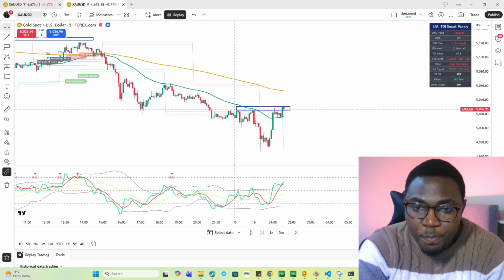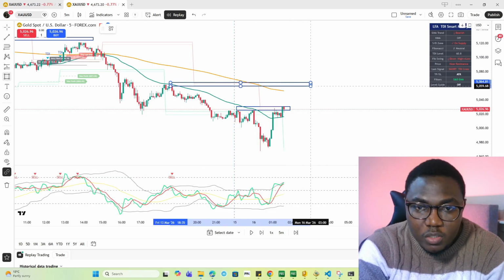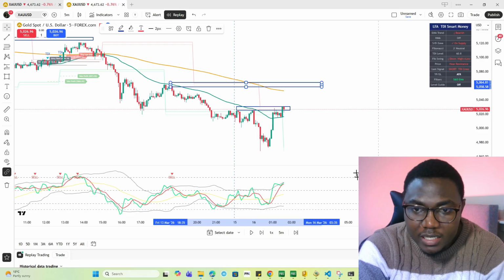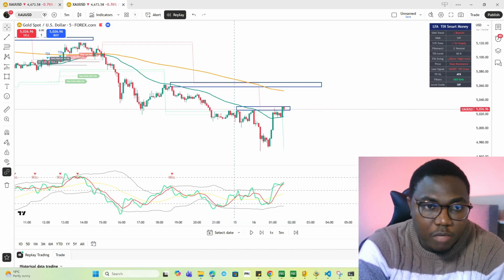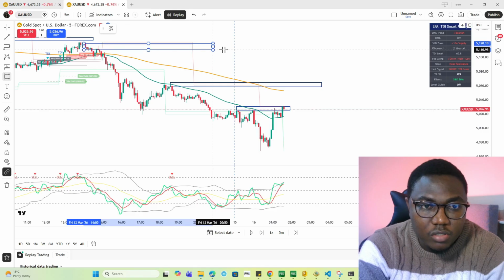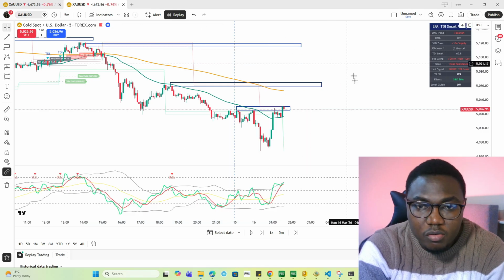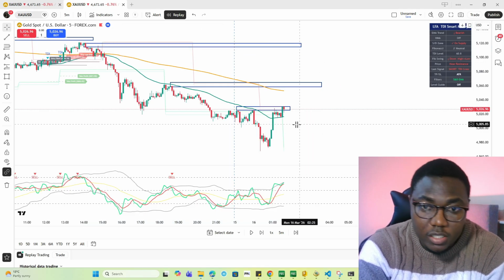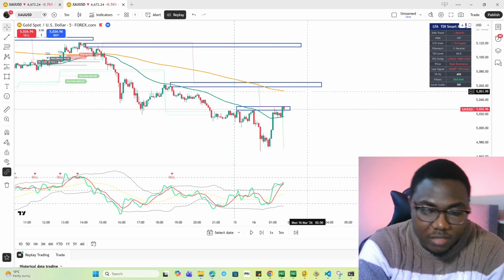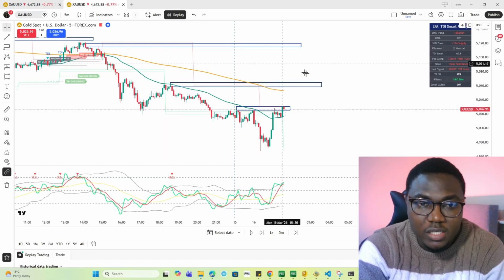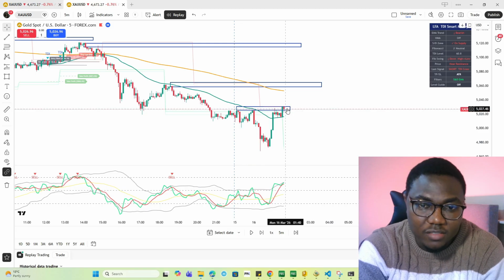But obviously, we have this resistance zone here, which is a very key level that personally I'll be looking forward to. There is another zone here that I will also be looking forward to. These are the areas I personally am expecting reaction to go into the market. The market can also reverse from this point.